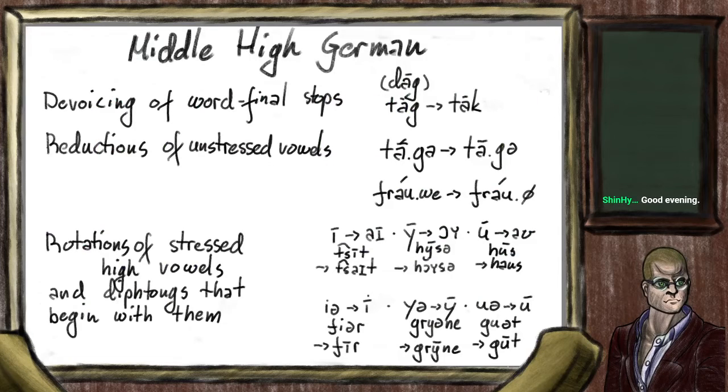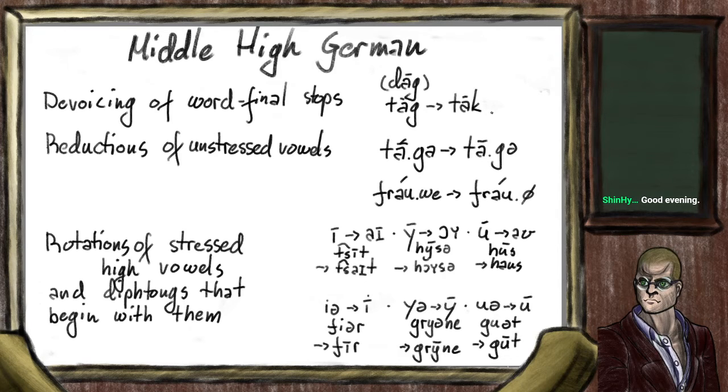So what kind of sound changes do we have in medieval German, Middle High German? This is the step where German becomes recognizable if you speak modern German. For example, we have the devoicing of word final stops. Here we have Tag becomes Tag. You might still hear people saying Tag, Guten Tag, or you might hear this lenitioned into Guten Tag, depending on where you are.